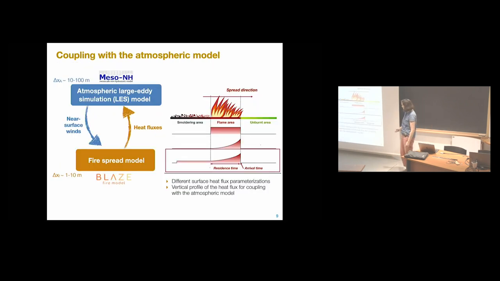And then when you couple this fire spread model to the Meso-NH atmospheric model that runs in LES mode, and for now runs at decametric resolution, so like 10 or 25 meter resolution, the variables that are exchanged between the two model components are as follows. We are extracting the near surface wind from the first height of the atmospheric model, so like 2 meter or 4 meter height. And we provide this wind velocity to the fire spread model, and this is an input to the rate of spread model.